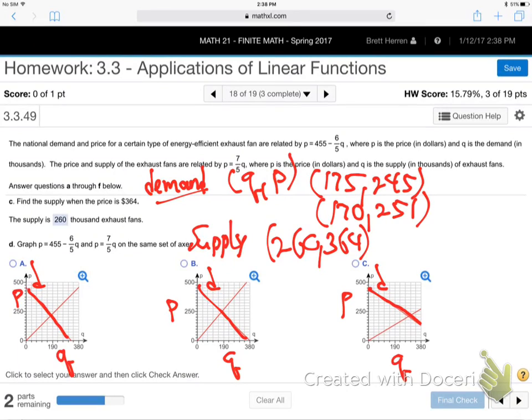So the real graph is this one here, because it has those points. Over 175, up 245. Those are all three. Those two dots are here, and the other dot is like there. Those are where the three dots are on that graph.